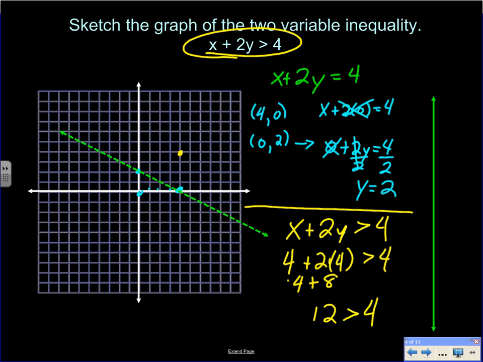Let's try this point right here, 0, 0. Plug 0 in for x, 0 in for y. Is that greater than 4? Well, 0 plus 0 is 0. Is 0 greater than 4? No, it's not. So 0, 0 is not a solution. We found out that 4, 4 was a solution. So everything above the line is a solution to the graph. 0, 0 is not. So we do not shade that side of the line.